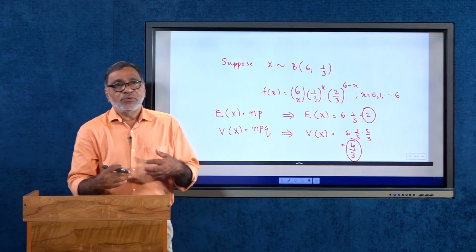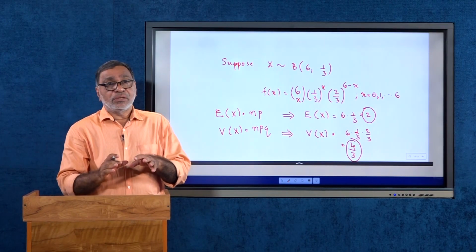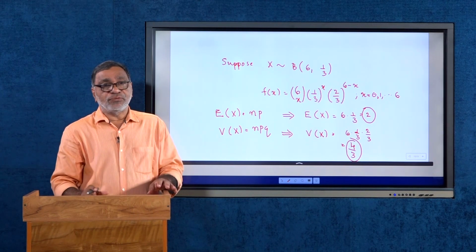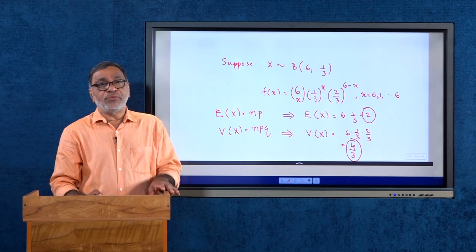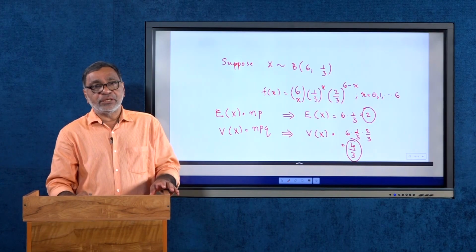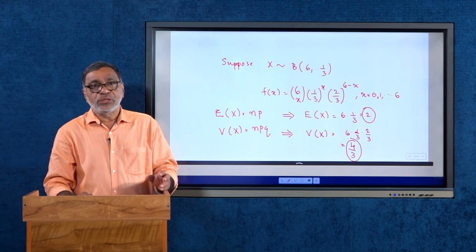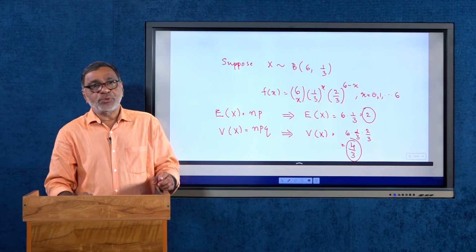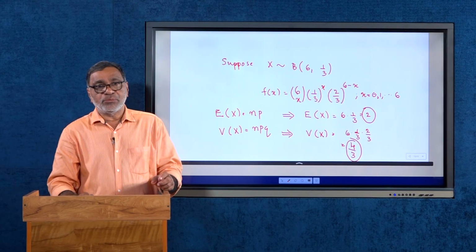So, without using the general definition of the expectation of x and variance of x, using the expressions that we derived for the binomial random variable, we are calculating the mean and variance, and that is 2 and 4 by 3 respectively, because mean is equal to np and variance is npq, that is our expression for the mean and variance of the binomial distribution.